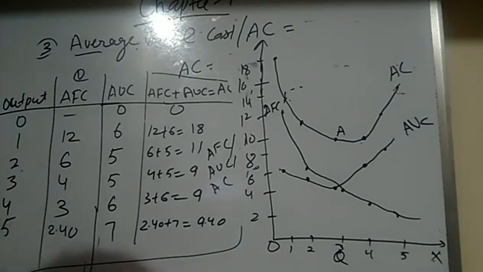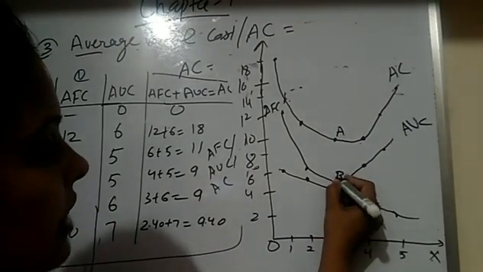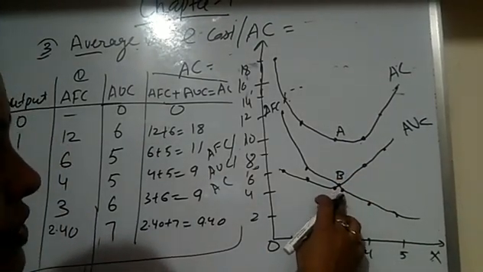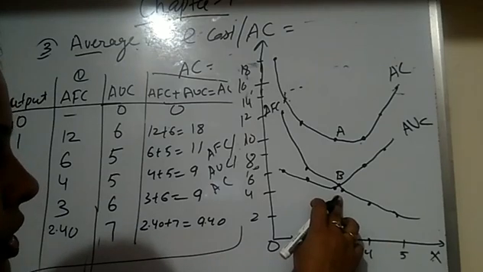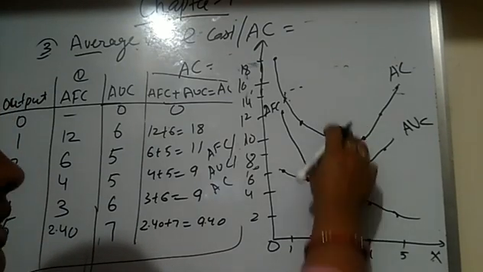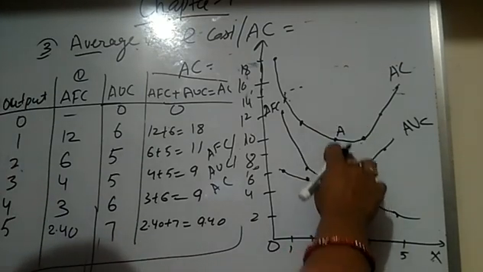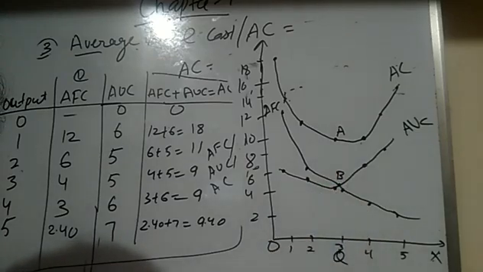Okay, the minimum point of the AC curve lies to the right of the minimum of AVC, that is point B. So this is point B. At this point, AVC is minimum, and the AC minimum is to the right of it.